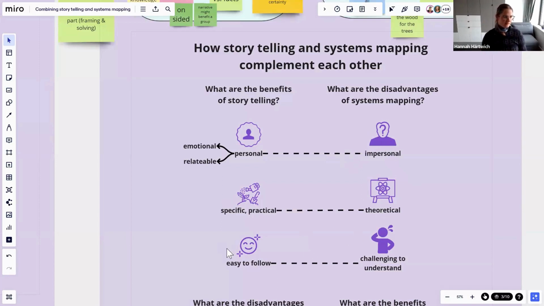And stories tend to be relatively easy to follow. Humans are really built to understand stories, where if we're working with a systems map, that definitely tends to be a little bit more challenging to follow that kind of logic.